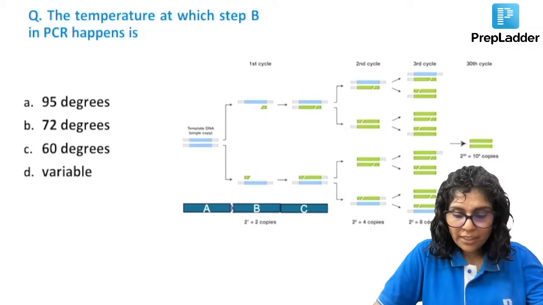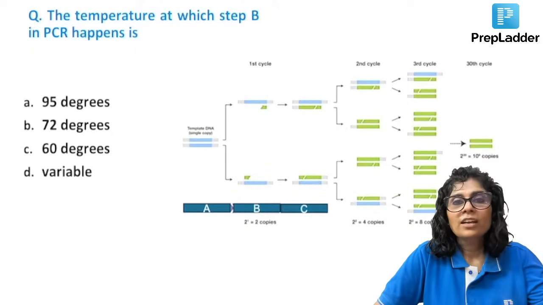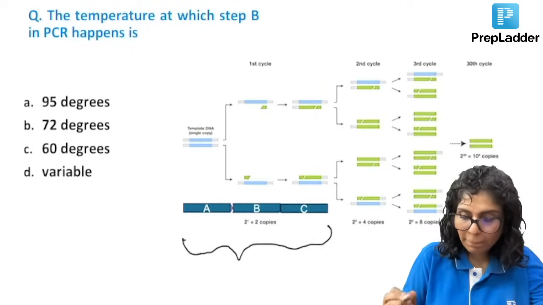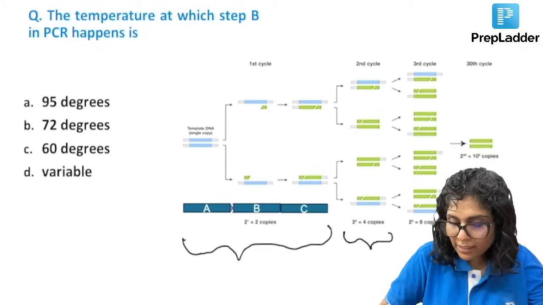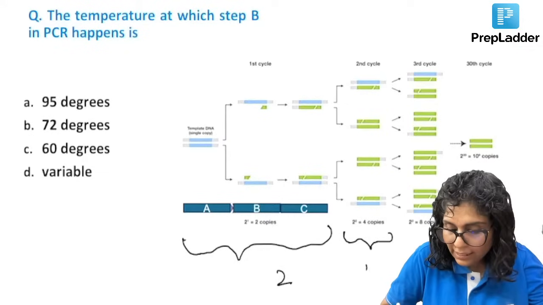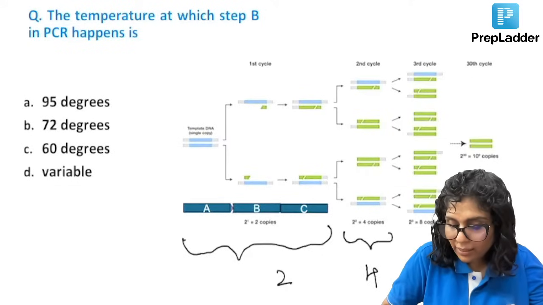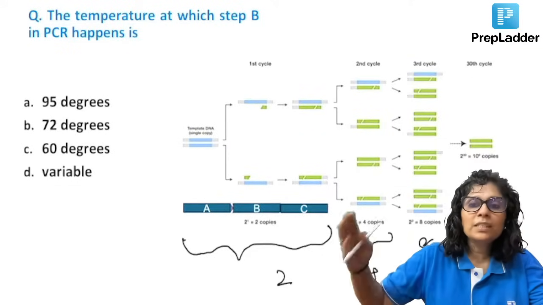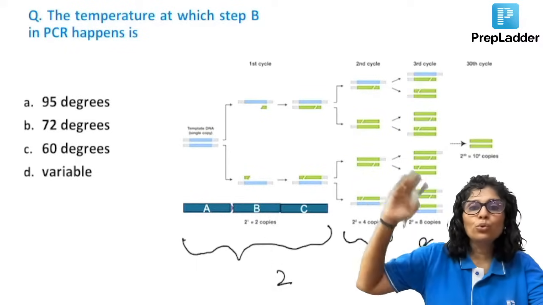The temperature at which step B in PCR happens is. So what have they shown you? This is the first cycle. Then it goes through second cycle. In first cycle, it is 2 copies. In second cycle, it has become 4. In the third cycle is 2 to the power of 3, which is 8. Then it becomes 16, 32, and so on.